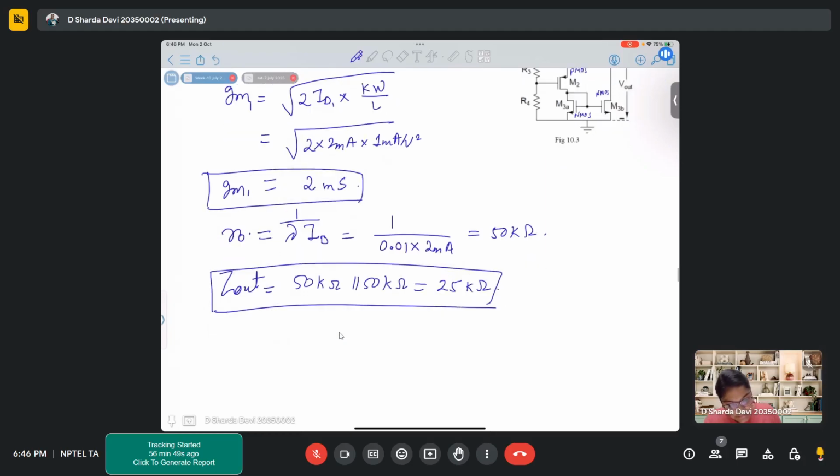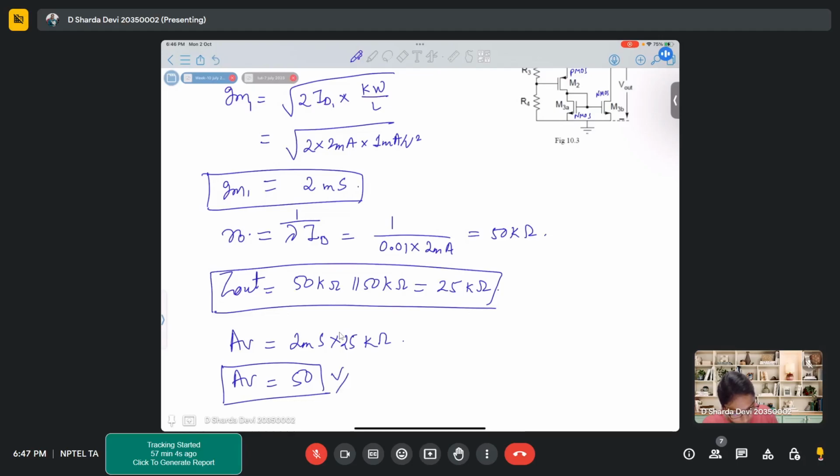GM is 2 millisiemens. So our gain is 2 millisiemens into 25 kilo ohms. So gain is 50 volt by volt. So the gain that we obtain for this particular circuit is 50 volt by volt.